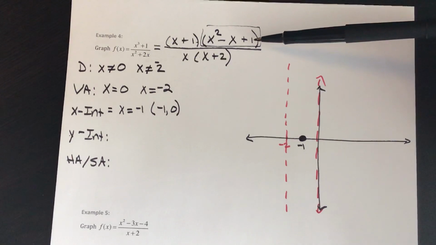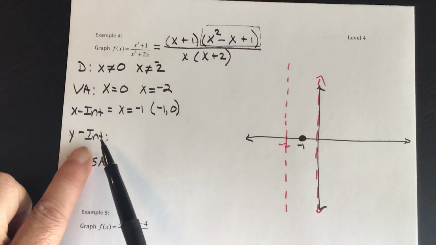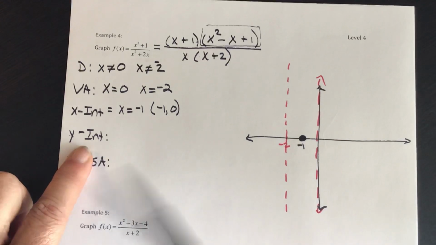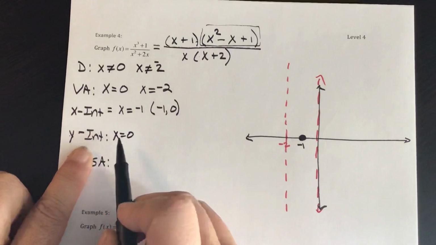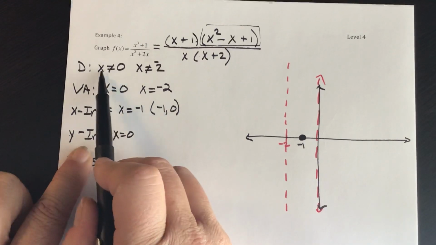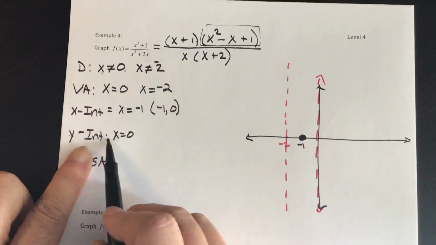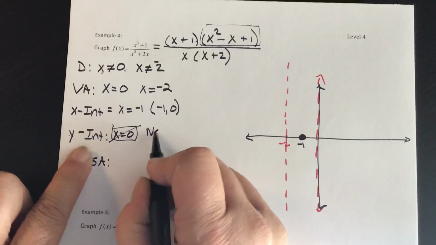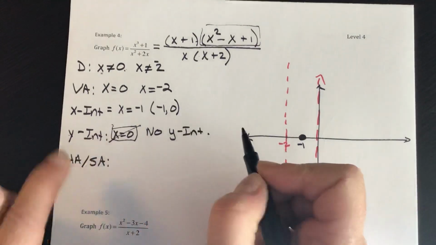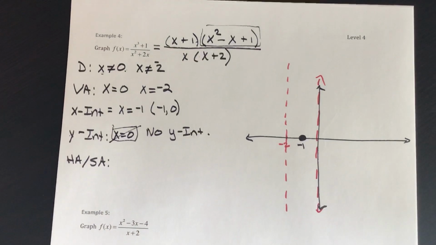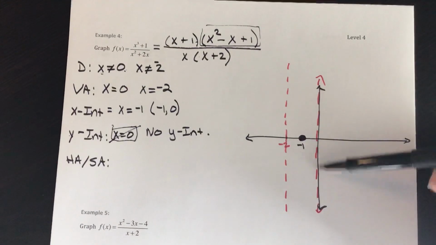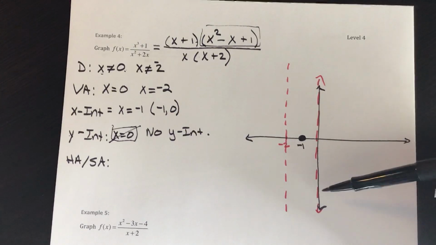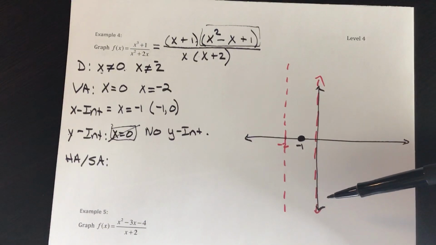My y-intercepts, next step, my y-intercepts are going to come from what happens when x is 0. So if x is 0, if I look up here, that's not part of my domain. So if x cannot equal 0, I'm not going to have any y-intercepts. Okay, no y-intercepts. And again, if I have a vertical asymptote through my y-axis, I cannot cross that in my graph. You cannot cross vertical asymptotes, but you can cross slant and horizontal asymptotes.